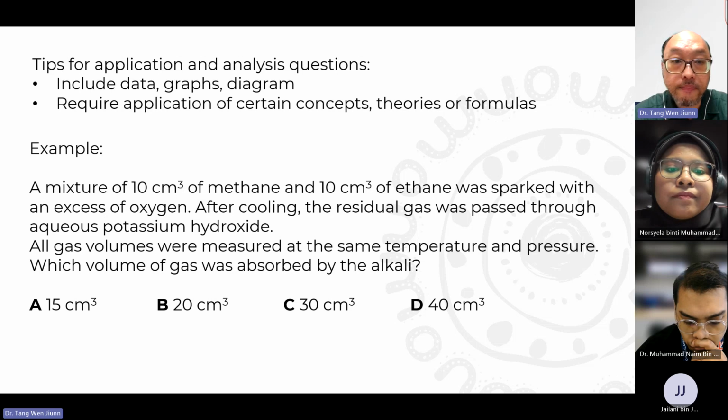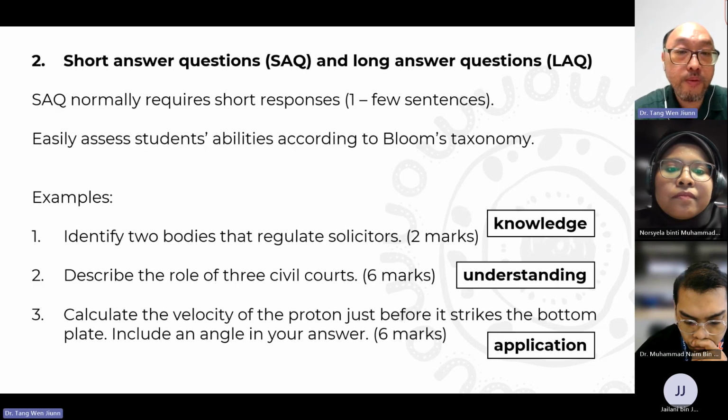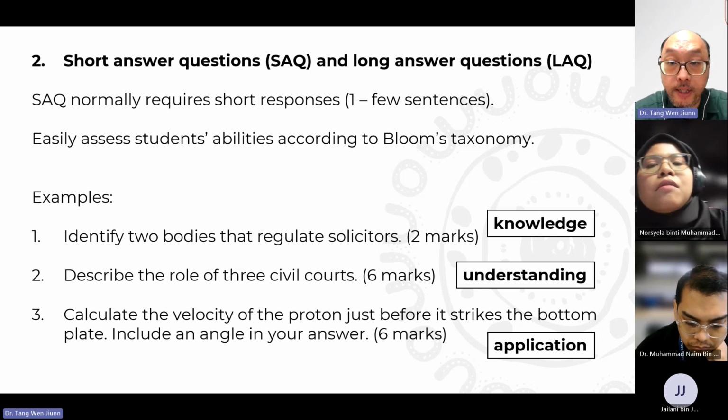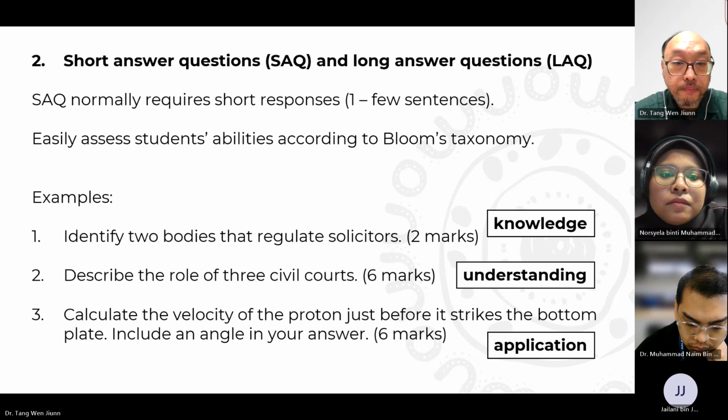Now let's look at SAQ, or structured questions, and essay questions or long answer questions. So let's start with the short first. Short questions normally require one to a few sentences. So for these kinds of SAQ questions, we can easily assess their ability according to Bloom's taxonomy, to see their attainment of the LOs.